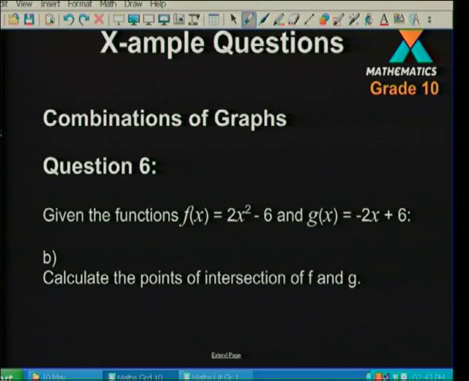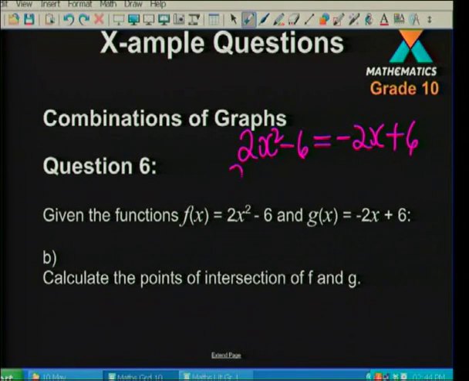Now, the next question that they are asking us based on this graph is to calculate the points of intersection between f and g. If you look at our graph, it looked like they definitely intersected each other on the one side. On the other side, if I'd carried on a little bit longer, they would have intersected each other. Very important, guys: whenever we need points of intersection, we take the equations of the two graphs and we equate them. So I'm going to say 2x squared minus 6 equal to minus 2x plus 6.